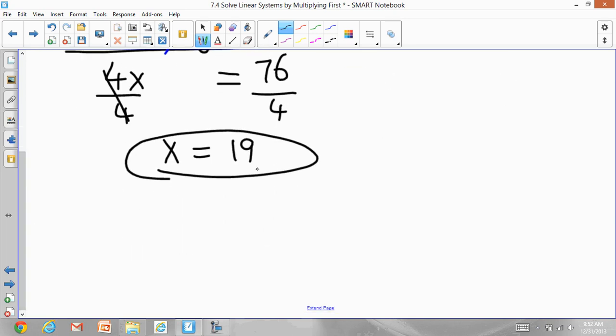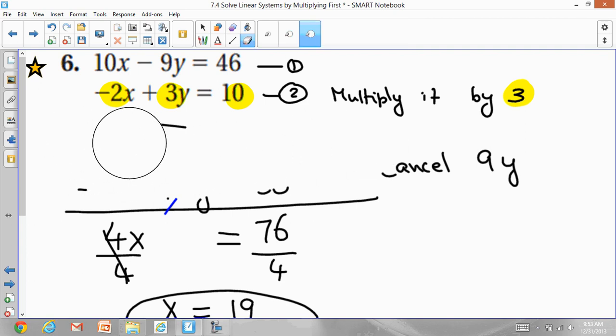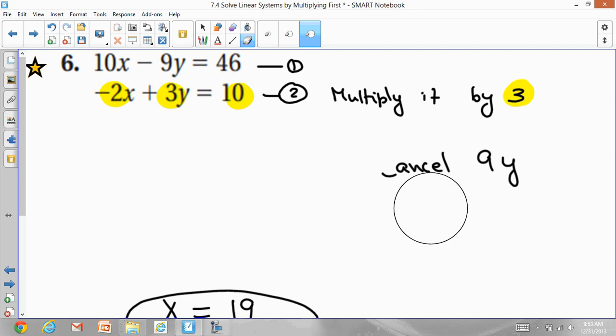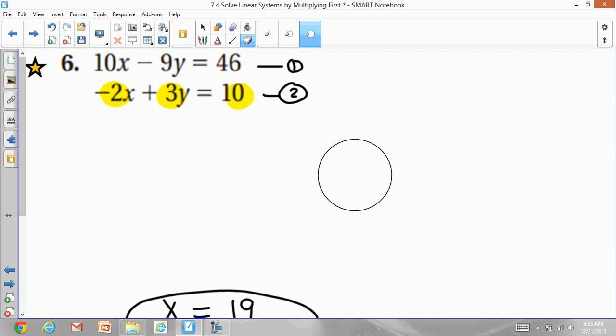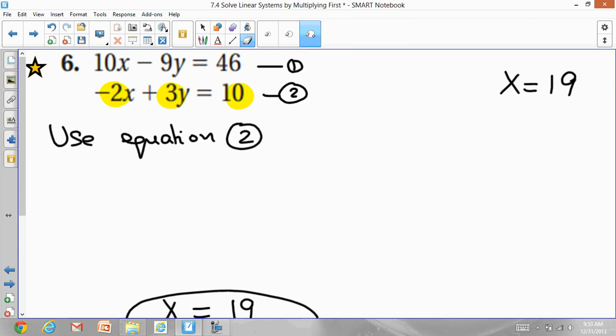So once you get your x equals 19, now comes your next step. You can either choose to use the first equation or the second equation. Always go back to one of the original equations. Don't go to the altered ones. So if I remove all of this out of the way, and I got x equals 19, I'm going to use equation number 2. Like I said, it doesn't matter whether you choose to use equation 1 or equation 2.